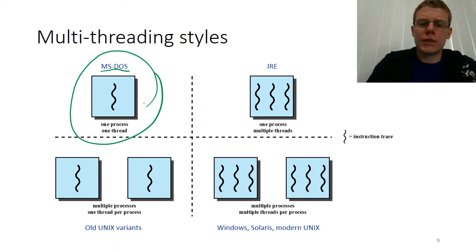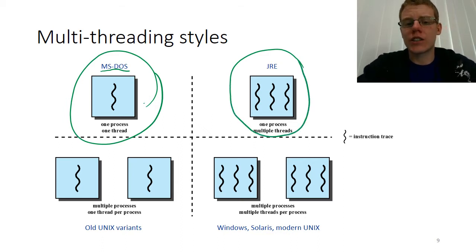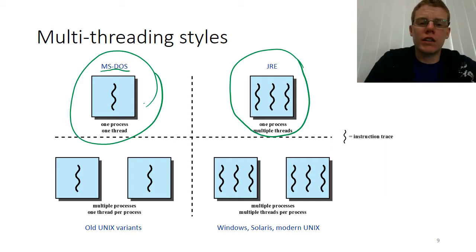We can also think about something that can still only handle one process at a time, so one unit of resource allocation at a time, but that within that process there might be multiple threads. So we would say this is a multi-threading but not a multi-processing environment. An example of that might be the Java runtime environment.